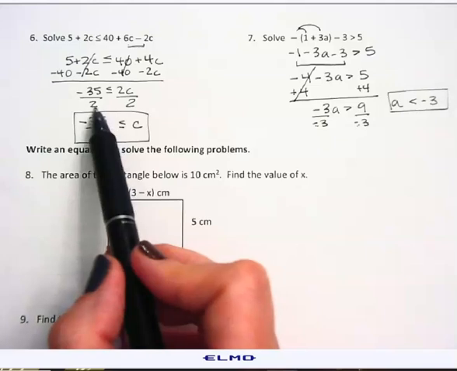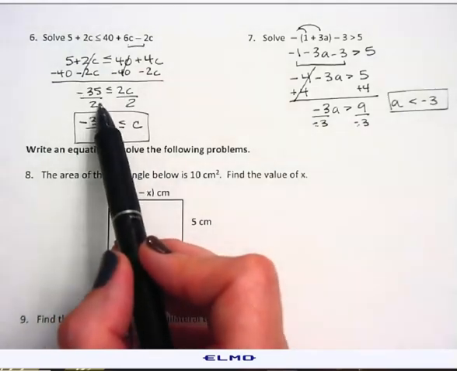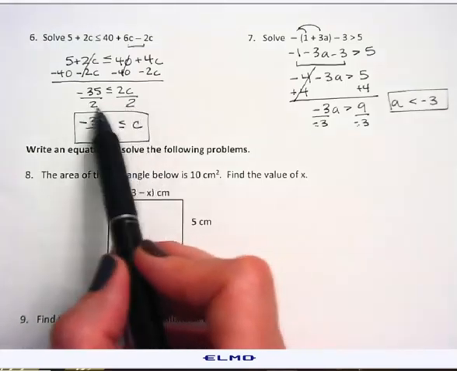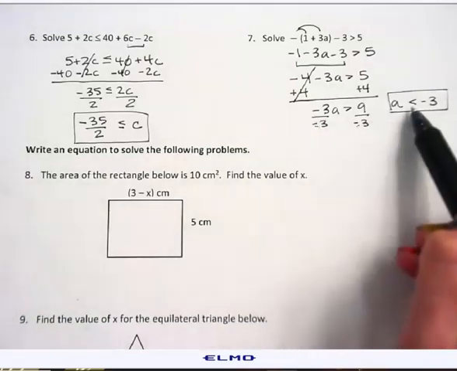And over here, I didn't have to flip the sign even though the 35 was negative, because what I was dividing by was not negative, it was a positive. Over here, the number I divided by was negative, so I had to flip it.